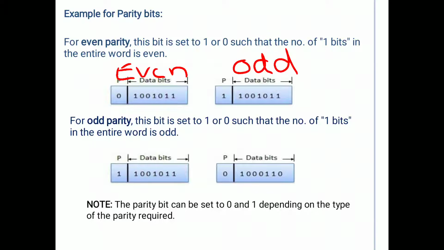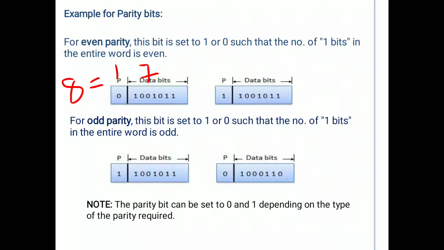So odd means, and this is also for even parity. To make it even, we will place something. If you consider the first example here, completely we have 7 bits of data and 1 parity bit. That means totally 8 bits of data are there.